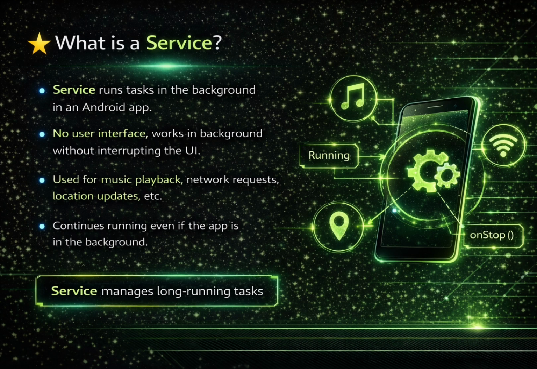A foreground service continues running with a notification, making sure the user knows it's active. A background service runs silently, but newer Android versions place strict limits on these. Bound services allow an activity to directly connect and communicate with a service. Overall, a service is used when you want your app to perform long-running or continuous operations without blocking the user interface.